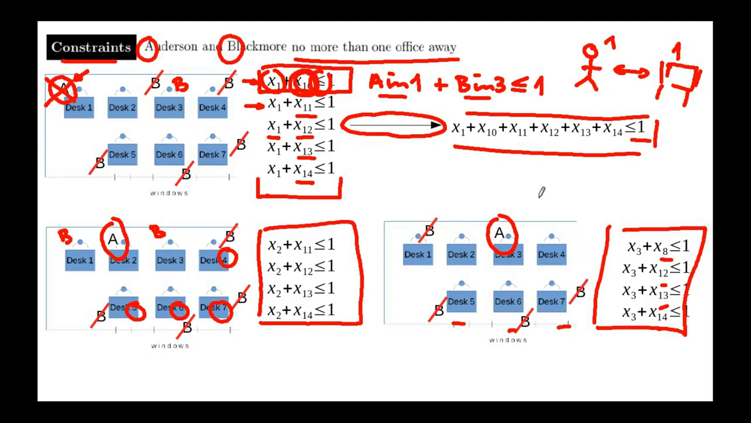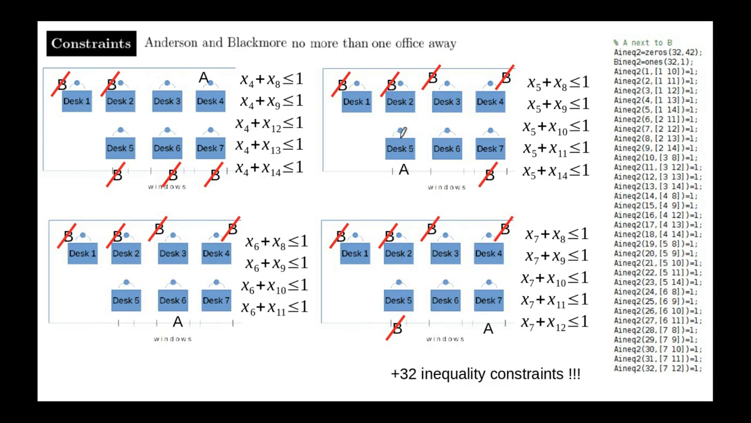Pay attention that I have no idea where the A worker will be assigned. That's the reason for building all these inequality constraints. Then the same goes for the possibility of A being assigned in desk number 4, and then the same for desk number 5, 6 and 7. I recommend you to stop the video and check all these inequalities.